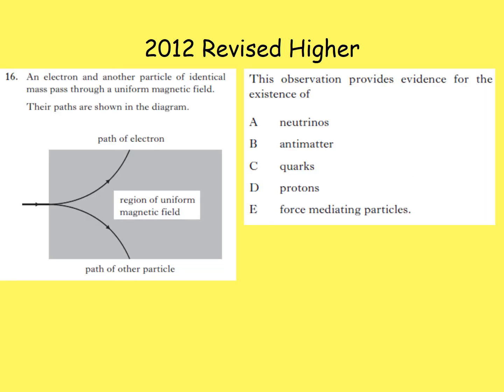Here's another past paper question. 2012 revised higher. An electron and another particle of identical mass pass through a uniform magnetic field. Their paths are shown in the diagram. The region of the magnetic field is in the center. We can see one path goes up, that's the path of the electron. The other path goes down. So they're going in opposite directions within the magnetic field. Now, this observation provides evidence for the existence of antimatter.